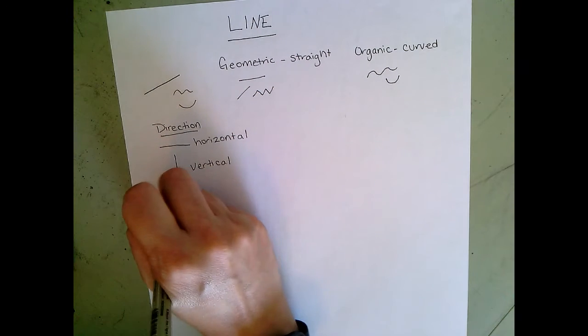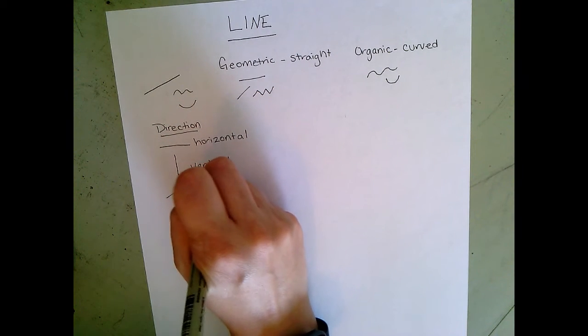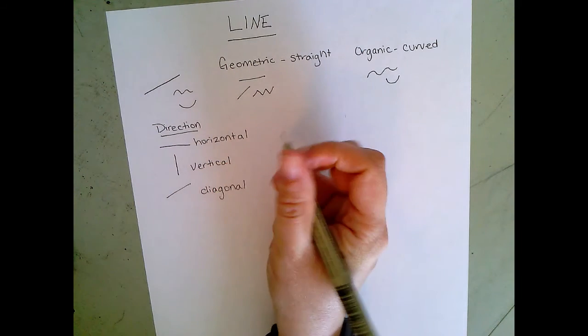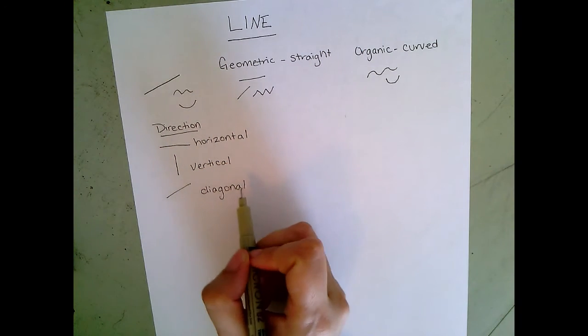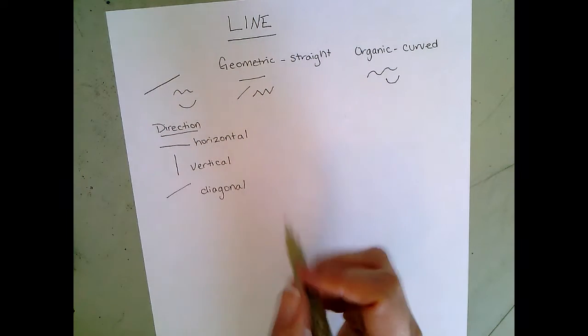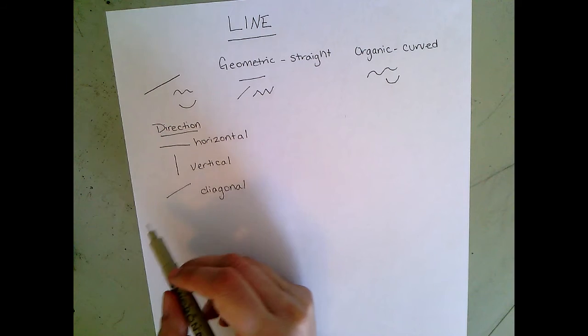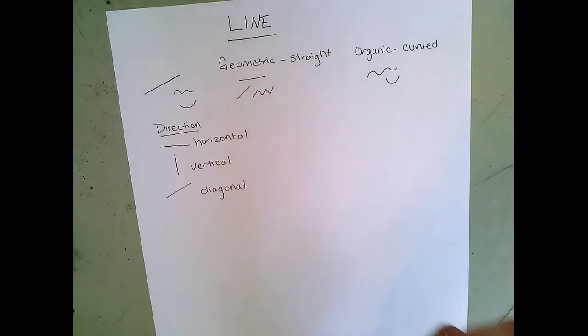And you can have lines that are diagonal. So lines that go from the corner of one paper to another corner would be diagonal. And so if you were leaning forward or leaning backwards, your body would create a diagonal line.